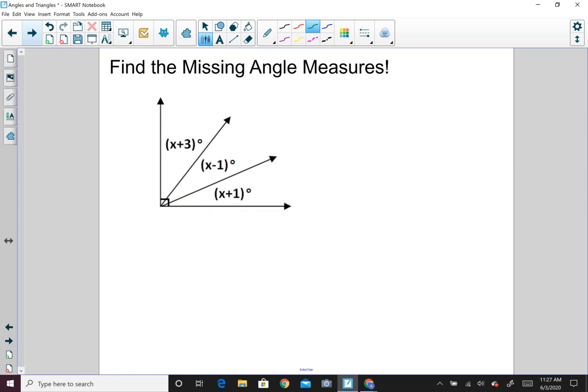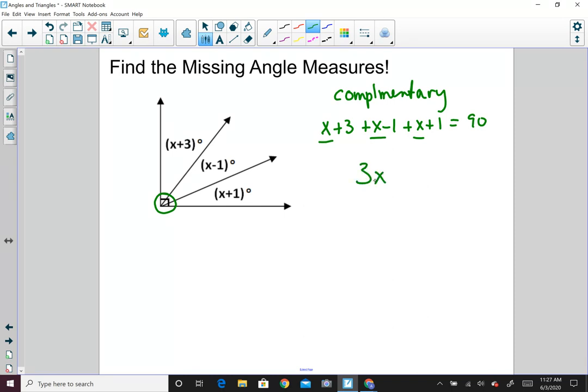Let's do this again. Okay, I've got that little mark again, but this time I have 3 angles. That just means all 3 of these angles make 90 degrees. So I still have complementary angles. And now I know they all make 90. So x plus 3 plus x minus 1 plus x plus 1 equals 90. I combine like terms. I get 3x plus 3 equals 90. Subtract 3 from both sides.